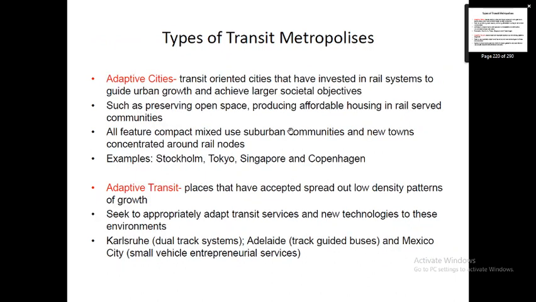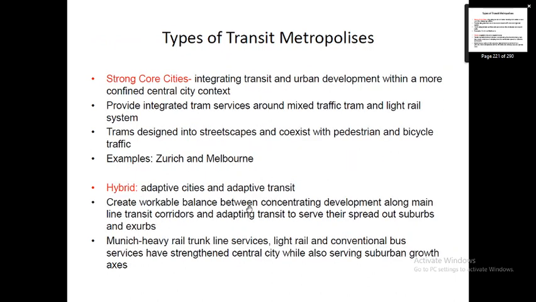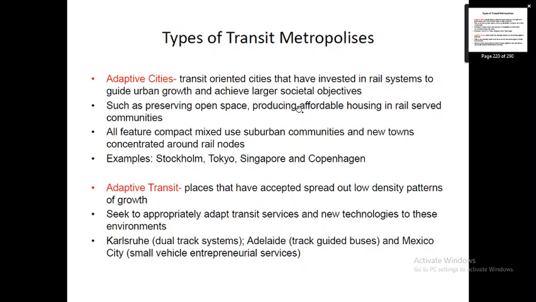So the types of transit metropolises, we have around four types. First is adaptive cities, adaptive transport, strong core cities, and hybrid. Adaptive cities have invested in a lot of rail systems, but there is no affordable housing or open space or mixed use development around these areas. So, in adaptive cities, the mixed use development of suburban communities should be planned along the rail corridors. Adaptive transport is where many old core cities have very high land value and very high potential, and a compact development of mixed use open spaces can also be planned, but there is no connection using any transit.